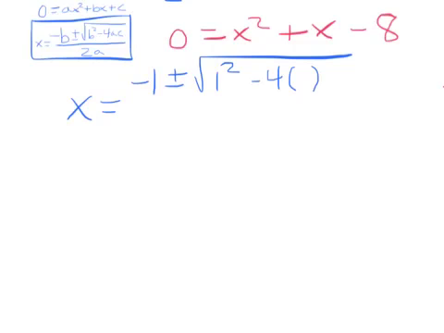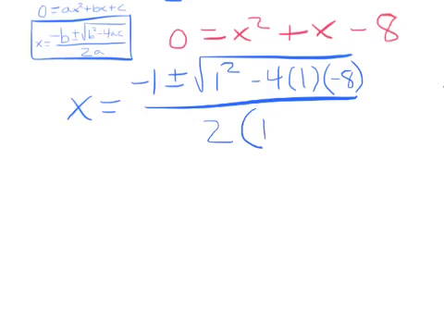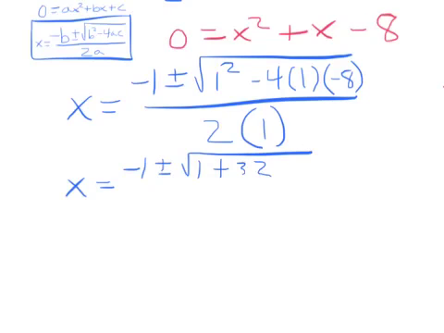There's nothing in front of it, so it's just 1. Times c. C is this last term all by itself, so it's negative 8. All over 2 times a, which is also 1. And now we just have to simplify this thing down. It's really not as hard as it looks. I get x equals negative 1 plus or minus 1 squared is just 1. And then this whole thing is really just negative 4 times negative 8, which is positive 32. And then that thing is all over 2.